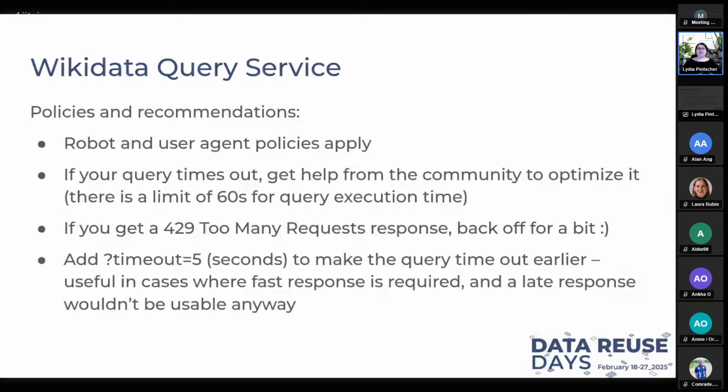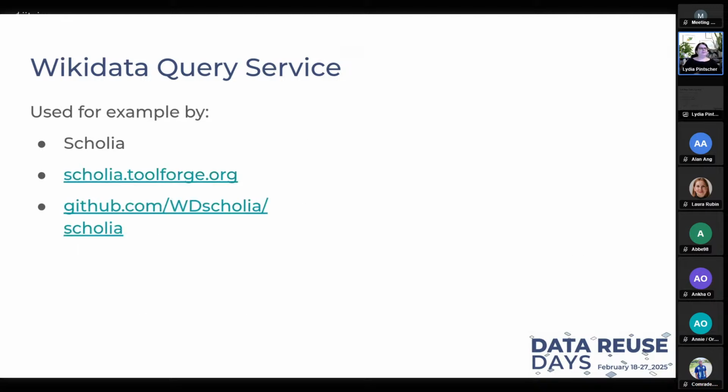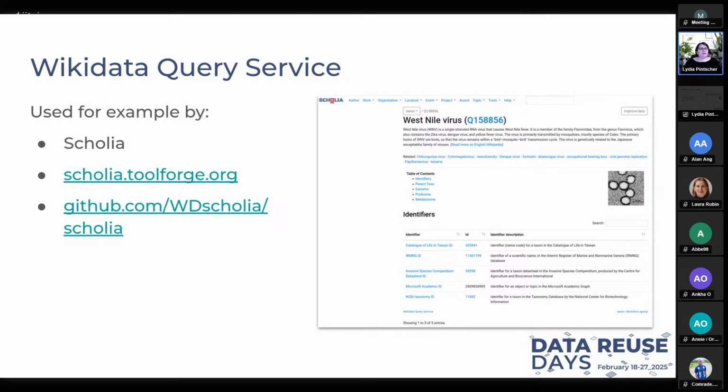And also, if you want a faster timeout, you can add a timeout parameter to make the timeout shorter. For example, if for your application you need a very fast response, and if it would take longer, then it wouldn't matter. That's how you can do that. Now, one example of use of the Wikidata query service is Scholia, which is a nice front end to all the scholarly articles that are in Wikidata.